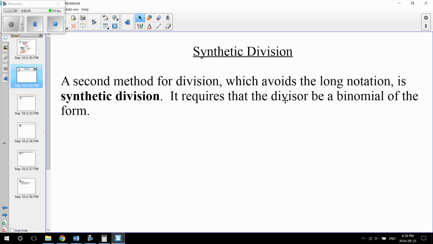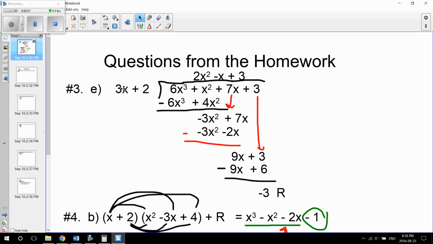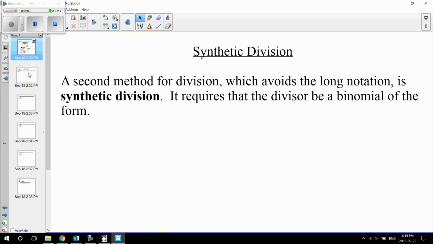But it requires a divisor that has a binomial form. And what that means is that there's no number in front of that x. So if we look back at this example here in E, this wouldn't work for synthetic division because it has this 3 in front of that x. For it to be binomial form, it has to just be an x by itself without a number in front of it. So I'll give you a second to write this down, and then we'll look at an example.